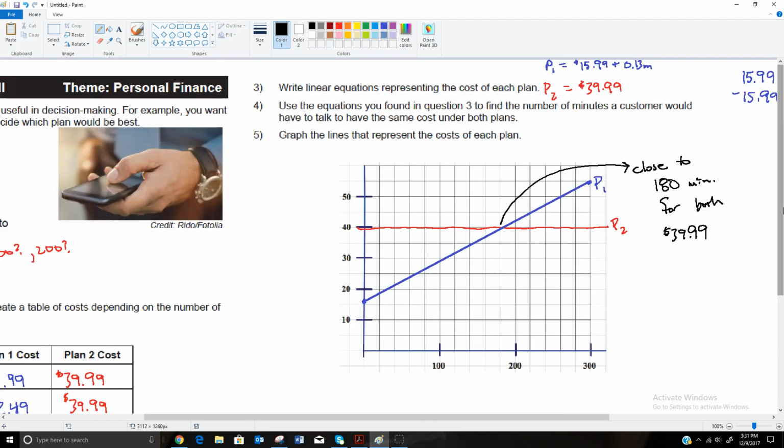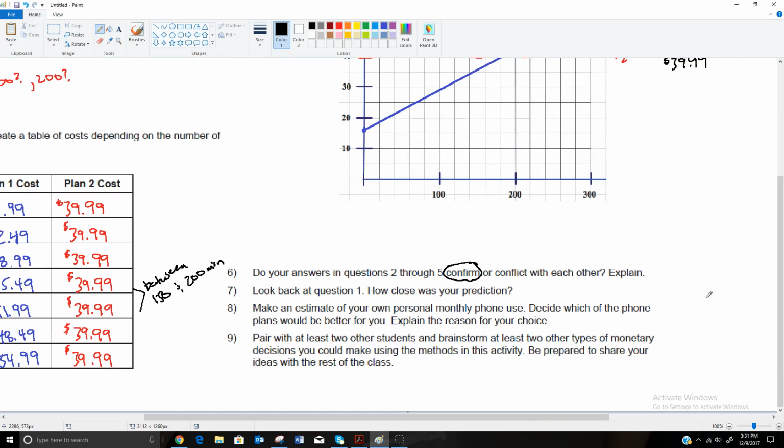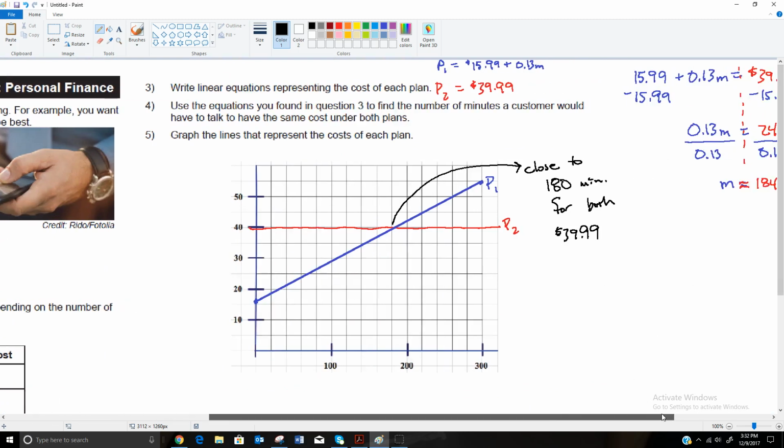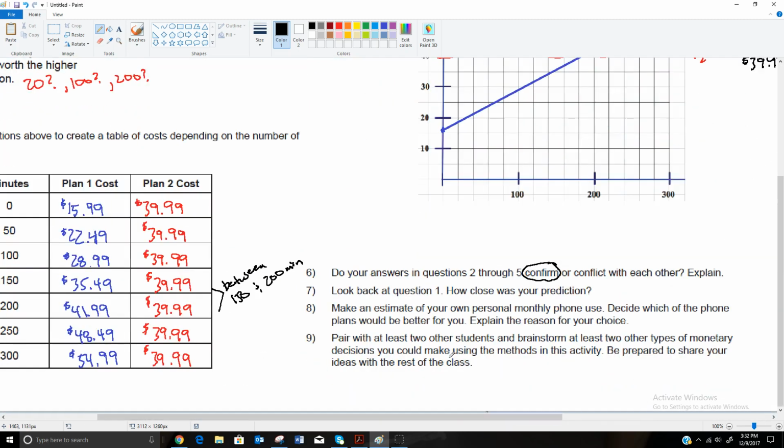Then when we looked at the graph, we said it looks like it's close to 180, maybe a bit more. And then when we did the equation, we got that it was 184.6. So even though the other two, the table and the graph, didn't get exact answers, they weren't wrong. We just couldn't get the exact number. We knew it was around 180, somewhere between 150 and 200, probably closer to 200. So everything fit together. They all confirmed each other.